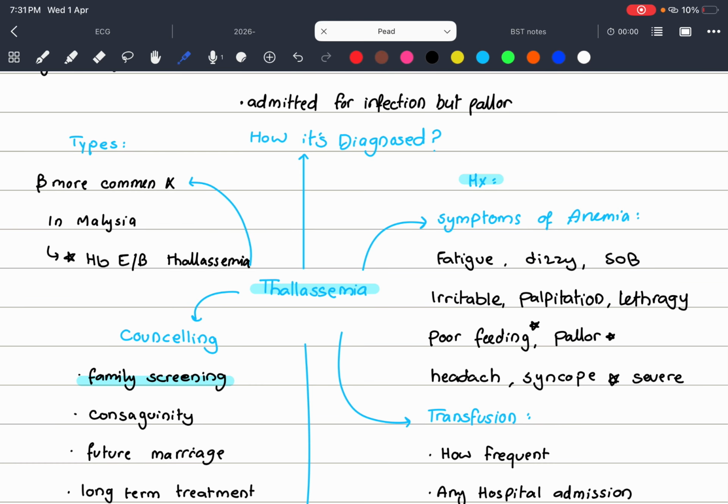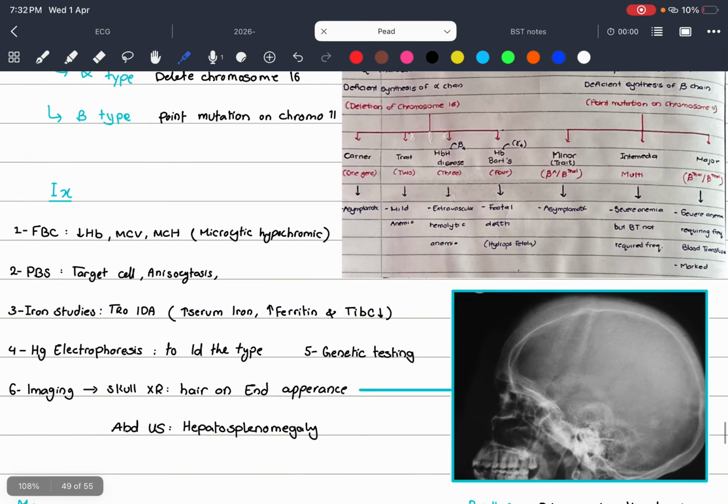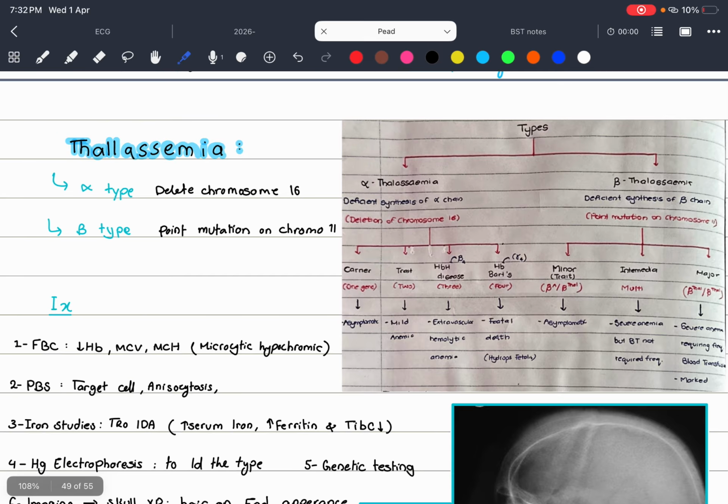Okay, first, what's thalassemia? Let's do the basics step by step. Thalassemia refers to a group of blood diseases characterized by decreased or absent synthesis of one or more of the normal globin chains, because our hemoglobin consists of alpha chains and beta chains, right? So if there is a deficiency of the alpha chain or a beta chain mutation, deficiency or absence, this is what we call thalassemia.